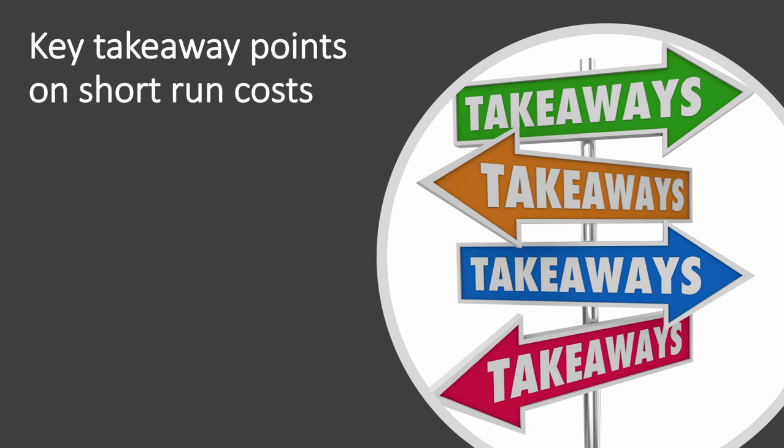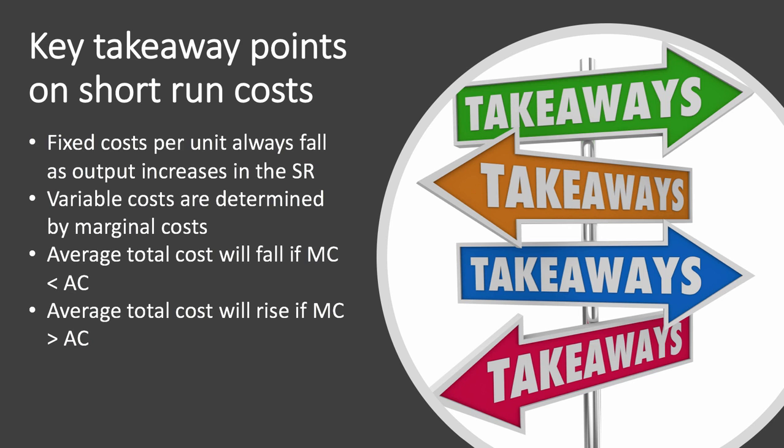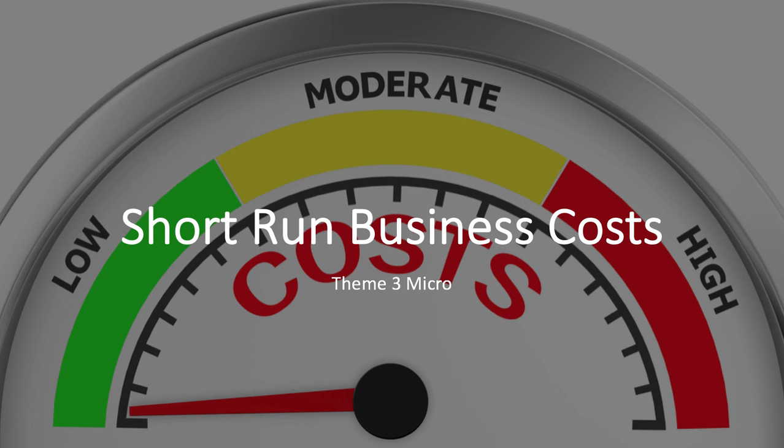So the key takeaway points, if you've been with us on this video, on short run costs are as follows. Fixed cost per unit will always fall as output increases in the short run. Variable costs are essentially driven by marginal cost of production. The average total cost, the average cost per unit, will always fall if the marginal cost is less than the average. But the average cost per unit will always be going up if the marginal cost is greater than the average. Thank you.